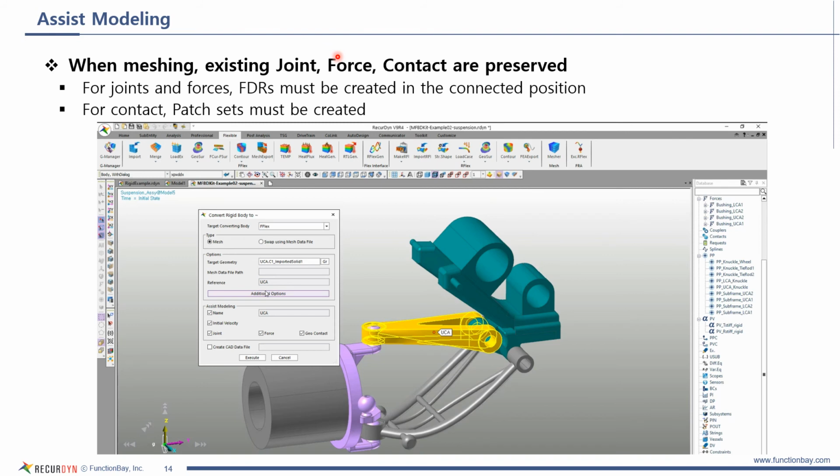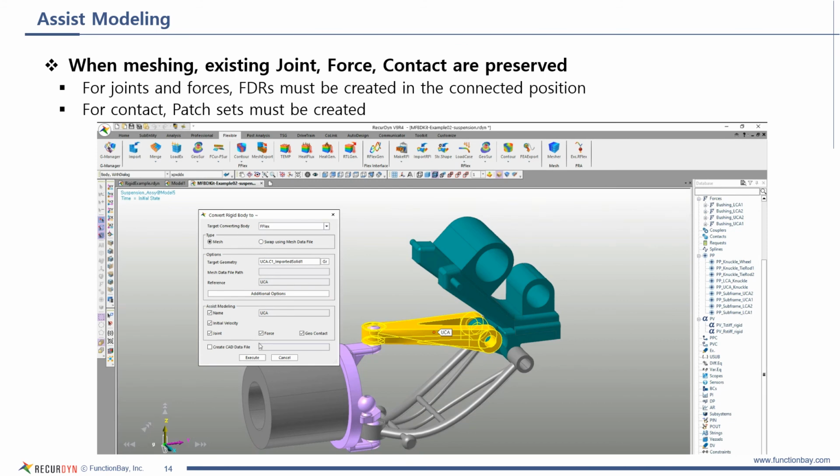At this time, for joint and force, FDR must be created in the connection position, and for contact, patch set is necessary. When RecurDyn converts a rigid body to a flexible body, RecurDyn recognizes the joint, force, contact, and related information. Then, RecurDyn automatically creates FDRs and patch sets using that information, and they are used to preserve joint, force, and contact.